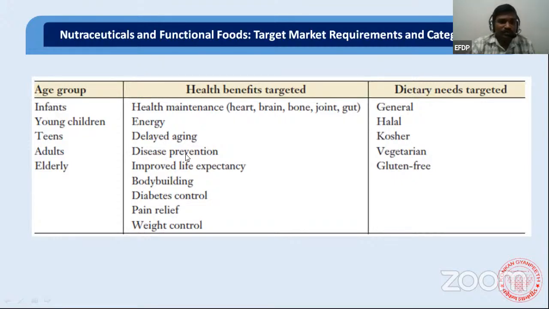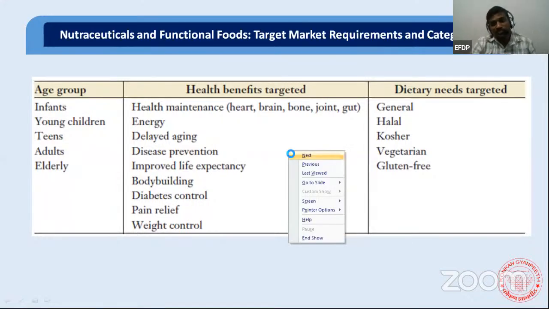So weight control, pain relief, diabetic control, bodybuilding, improving life expectancy. These are the areas where we can use, and we have to target halal, kosher, vegetarian, gluten-free, because in the US it has been accepted that only gluten-free components are allowed. So we have to mention it on the label claim, because the label claim is very important in the nutraceutical division.